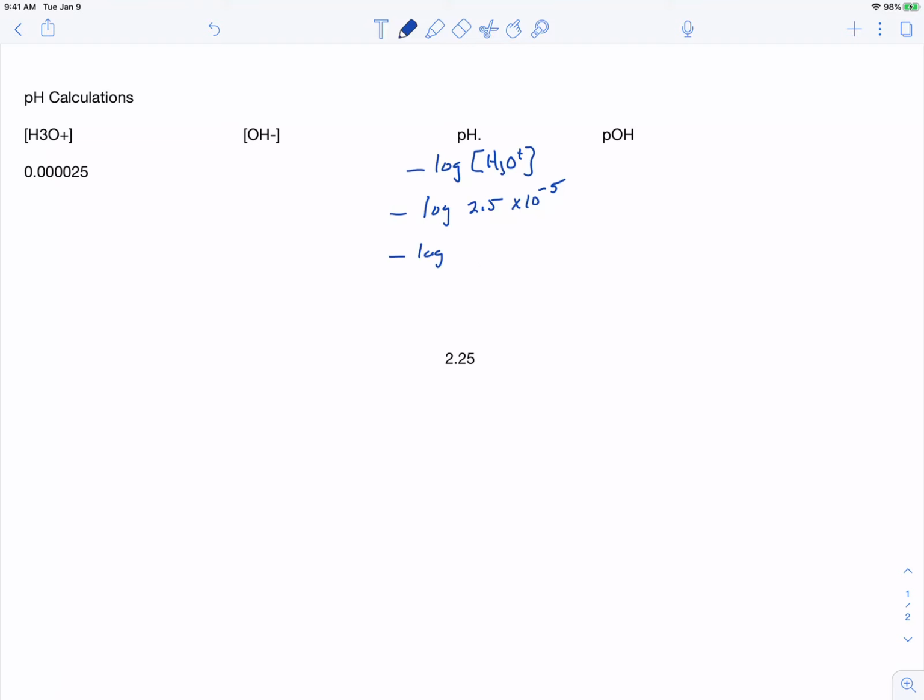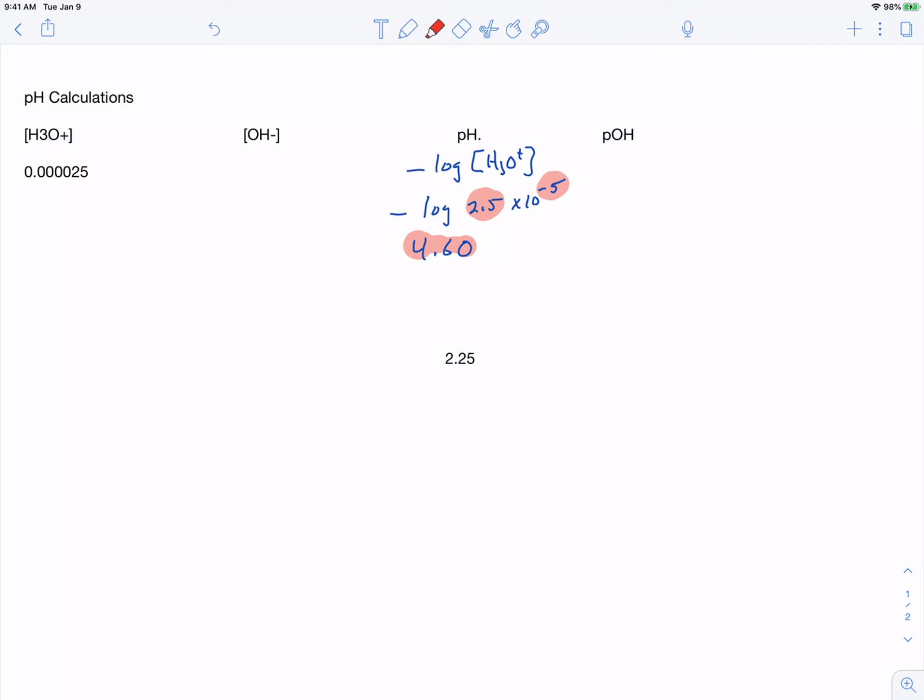Okay, what it turns out to be is, when we take the negative log of 2.5 times 10 to the minus fifth, we get 4.60. Now that might look to you like the wrong number of sig figs, but actually it's correct. If we were to count this number and these two numbers as significant, you'd get 3. And that's what we have here.